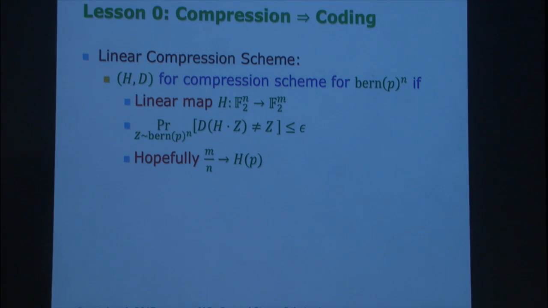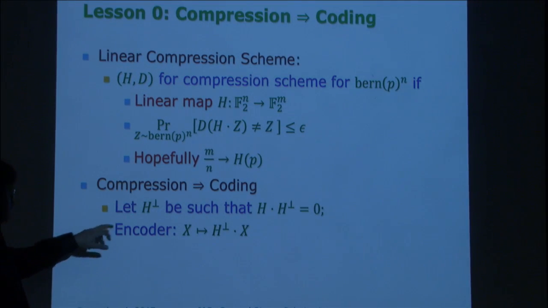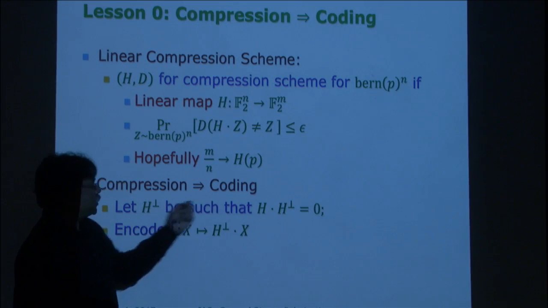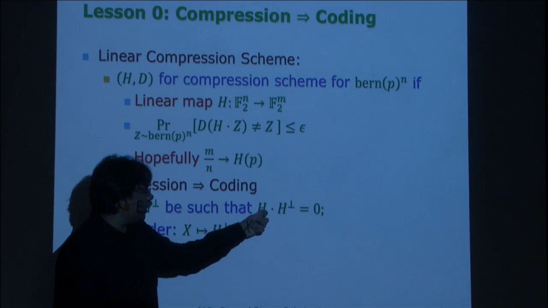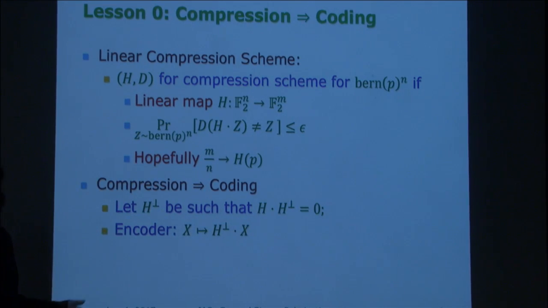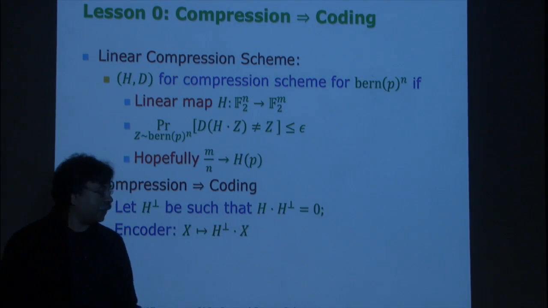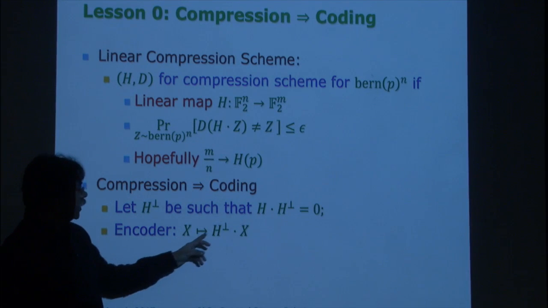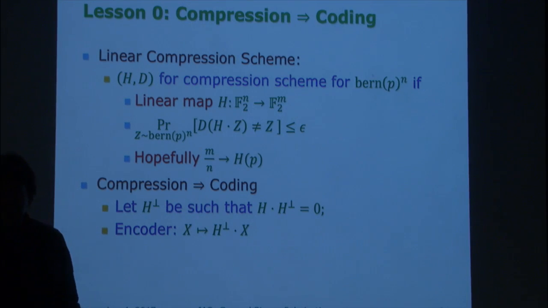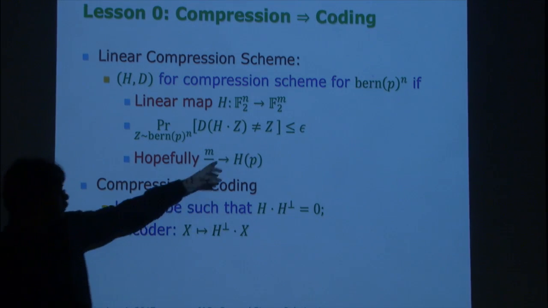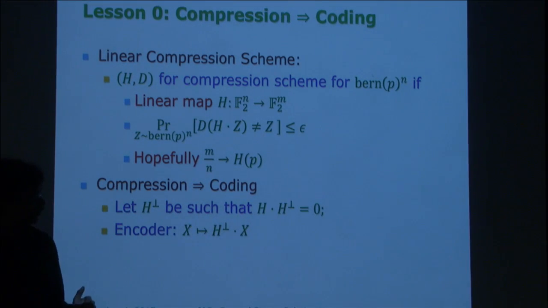Yeah, exactly. So I'm given the syndrome. Let me explain to you why this implies coding. Let's take the null space, or the orthogonal matrix H perp, which satisfies the condition that H times H perp is 0. H perp will have n minus m columns. Encoding should be just multiplying by H perp. So a vector x should be encoded by multiplying by H perp. This will take 1 minus entropy of p, or n minus m, bits and map them to n bits. This is an expansive map.